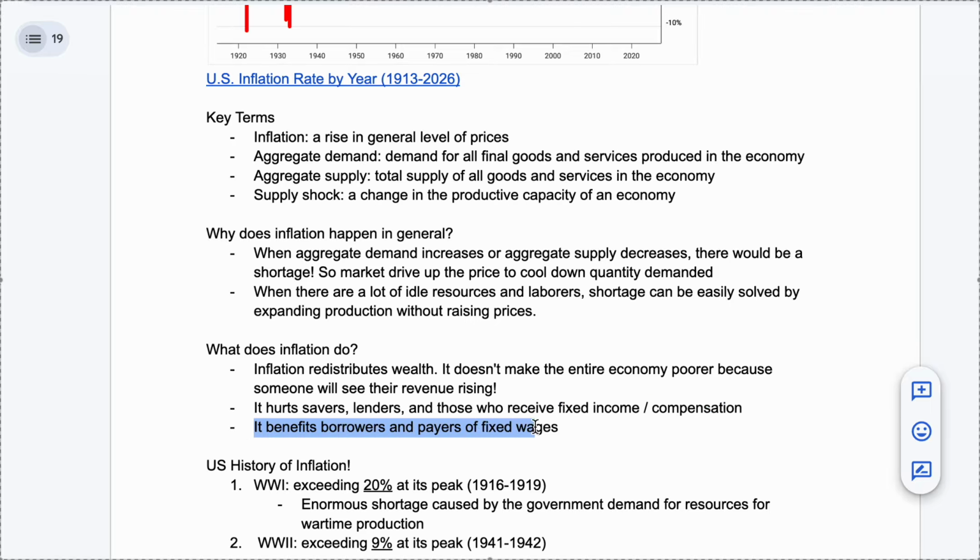And it benefits borrowers and payers of fixed wages. And who are borrowers in the economy? Is it you? It's often firms.